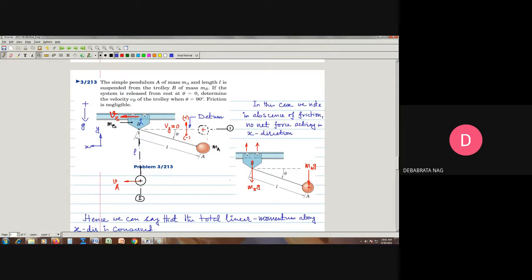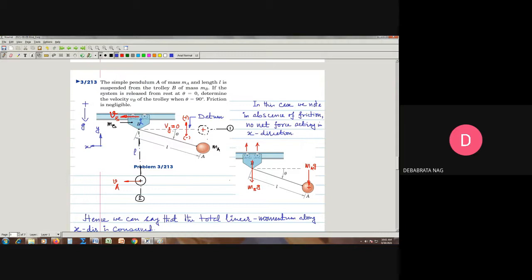That means the mass of block B is not much greater than the mass of block A, I mean to say the pendulum mass A. So if these two masses, MA and MB, are comparable to each other, one is not much more than the other or much less than the other, we will be interested to see how this carriage velocity will vary with the angular position theta.